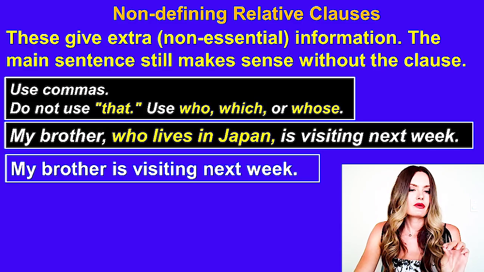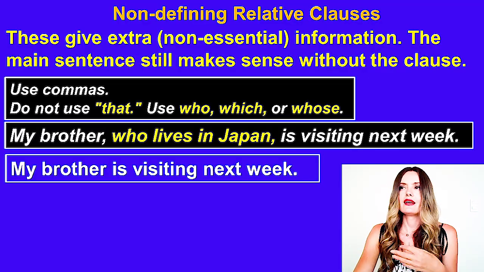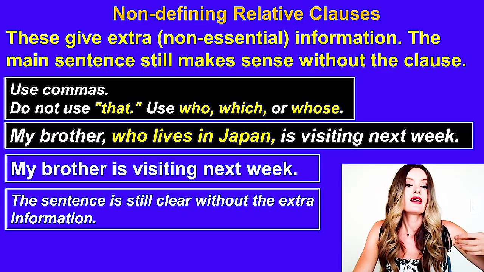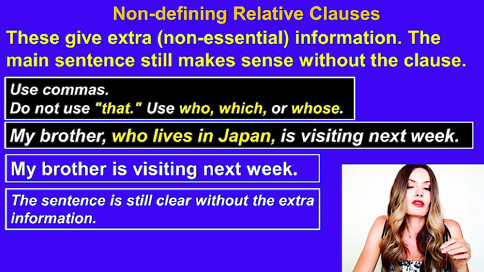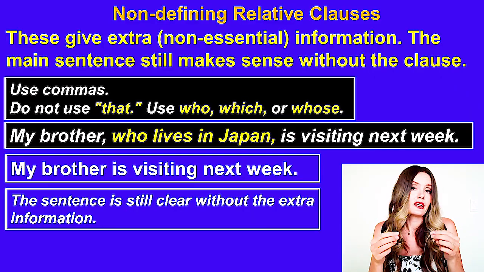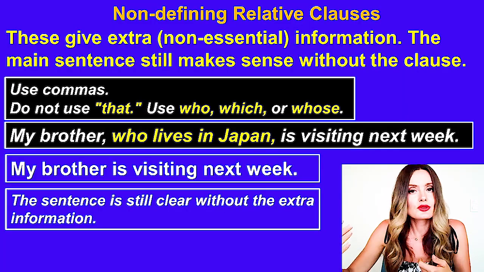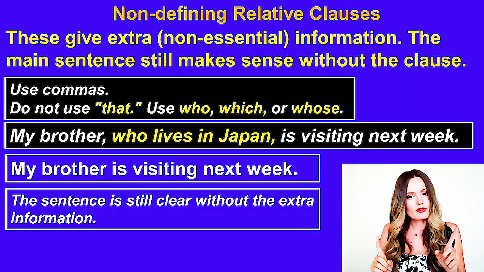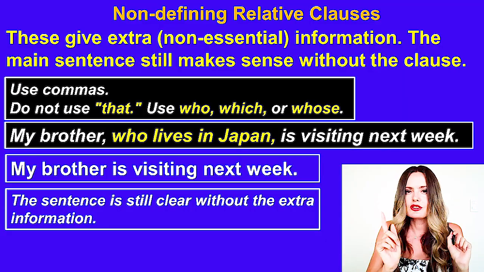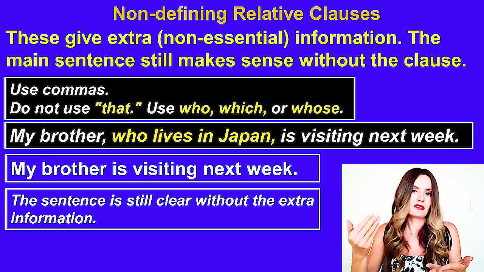So, my brother is visiting next week. Is it clear? Yes. But here we just want to add something extra. The sentence is still clear without the extra information, but we just want to add more details. Who lives in Japan? So it's up to us. So if we decide to do so, we need to first of all separate this clause by commas and remember that we cannot use that. Only who, which, or whose, depending on the sentence.